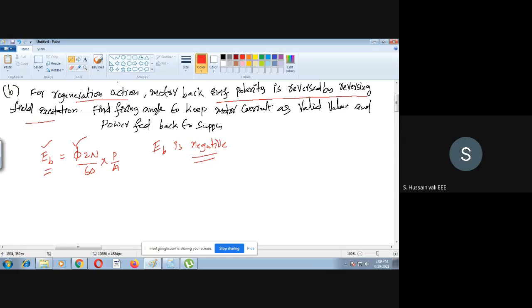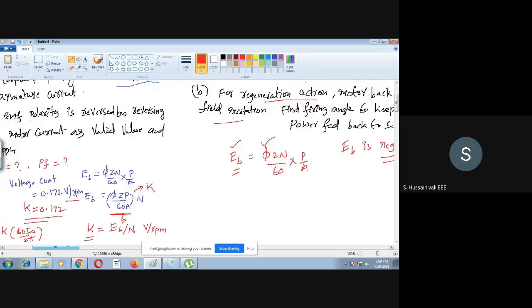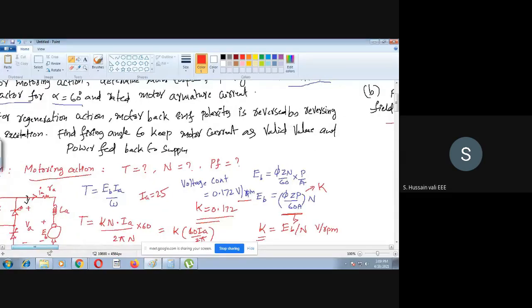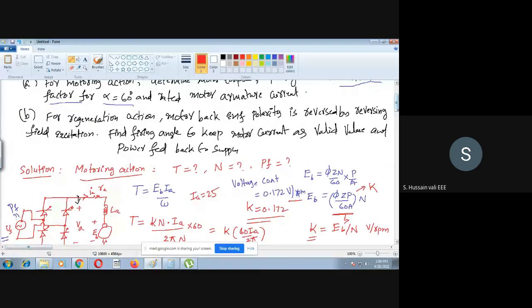Now what he is asking is to find the firing angle to keep the motor current constant at the rated value and power fed back to the supply. So in regenerative action, remember the motor is acting as a generator. That's called regenerative action.